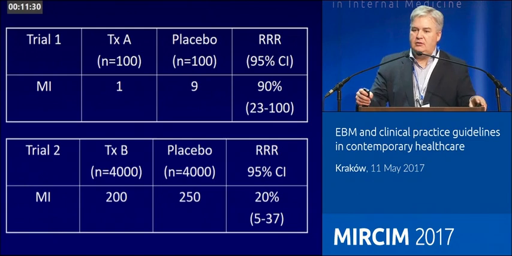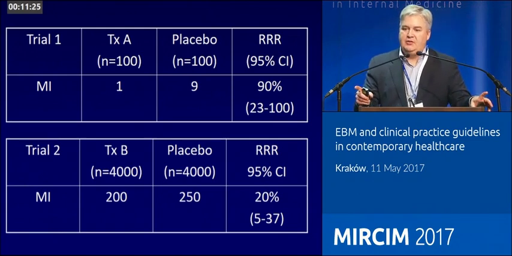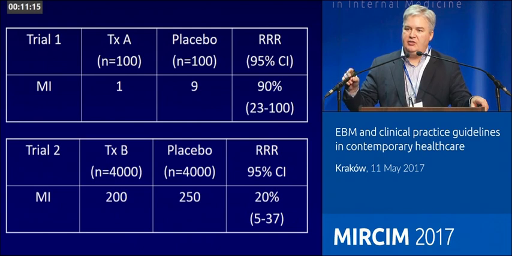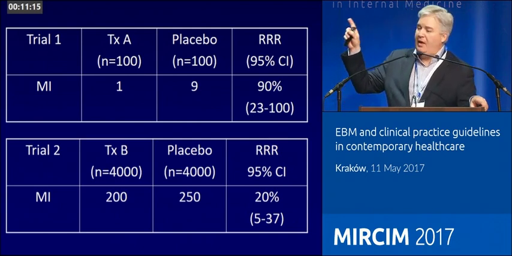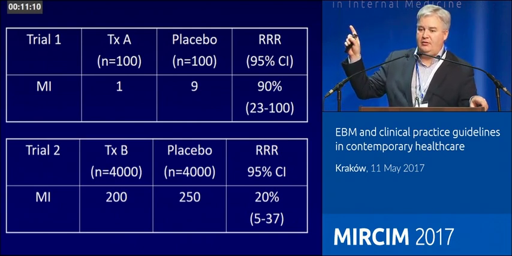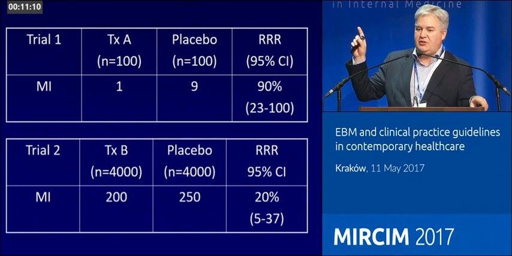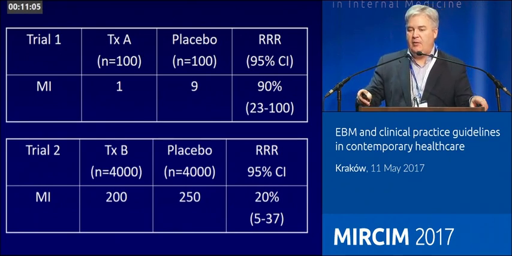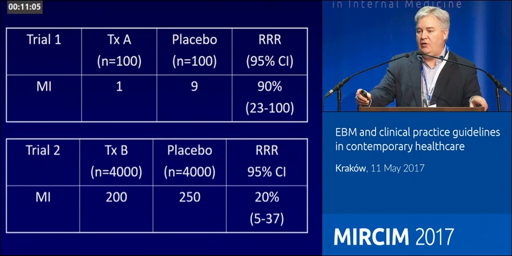The second trial randomized 4,000 patients to treatment B and 4,000 to placebo, with 200 versus 250 myocardial infarctions. The relative risk reduction, the point estimate of the effect, is 20%. The 20% is below the lower boundary of the first trial. So the point estimate is actually lower than the lower boundary of the first trial. And the 95% confidence limit goes from a low value of 5% to a high value of 37%.